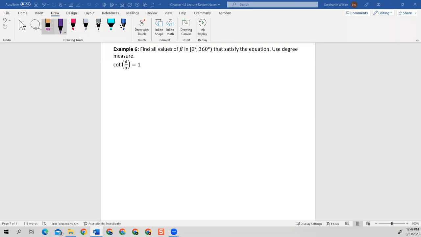Okay, example 6, find all values of beta in the interval of 0 degrees to 360 degrees that satisfy the equation. Use the degrees measures. So we are working with cotangent. So let's talk about it a little bit. We do need to find its inverse, and we can rewrap this in a format that we understand.